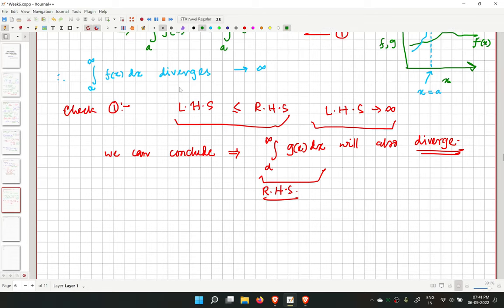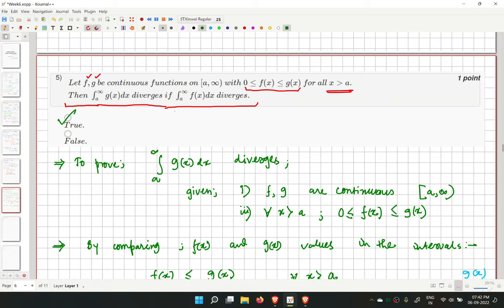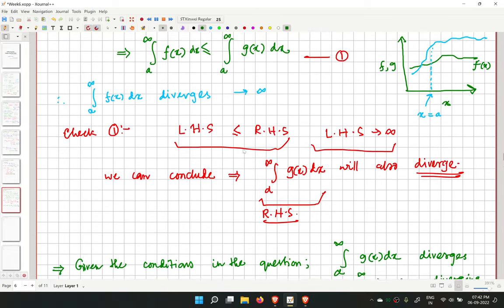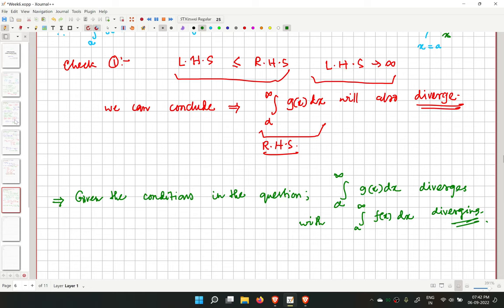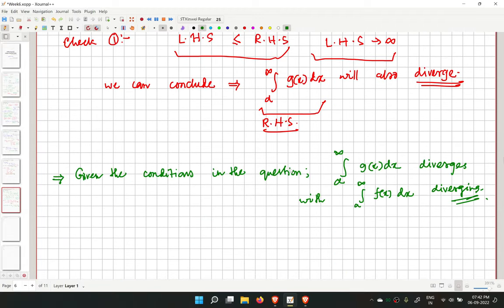So we have proven already that, given the conditions in the question, integration a to infinity gx dx diverges with a to infinity fx dx diverging. So the statement given here is true. So this is the correct option. Okay, so this is another example of this comparison method that I showed also in problem number 3. Okay, so please let me know if you guys have any doubt here. If not, then I'll move to problem number 6.